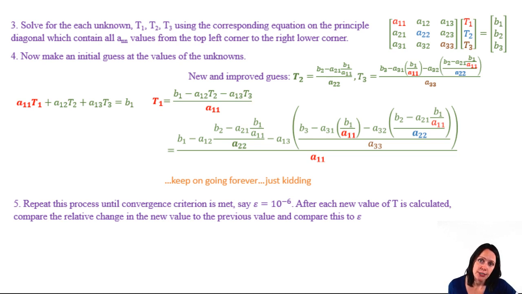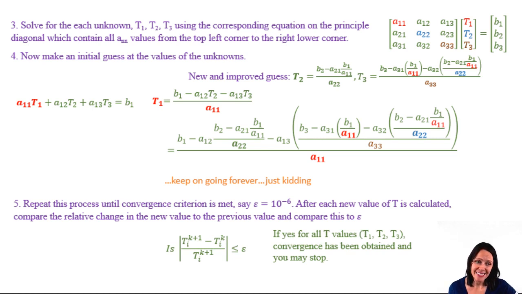So I'll pick a very small number called the Convergence Criterion. We'll pick a Convergence Criterion of 10 to the negative 6. We'll ask ourselves if this statement is true for all T values, T1, T2, and T3. So if the statement is true for all values, you can stop. A solution has been obtained, and those last educated guesses for T1, T2, T3 are your final answers.